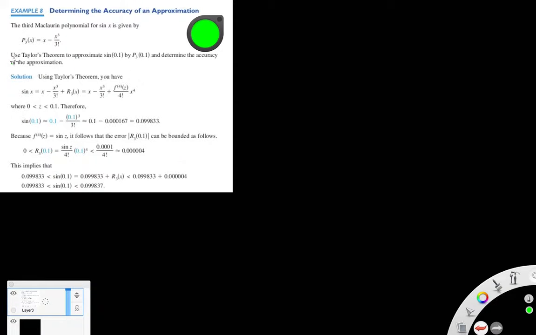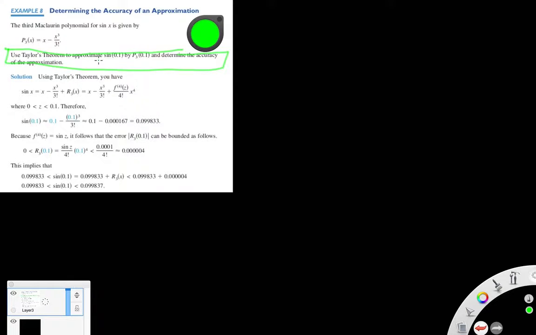First of all, we're going to define the problem, because this whole thing is kind of like them answering the problem. We're going to pretend that this box represents the question. So: use Taylor's theorem to approximate sine of 0.1 by this third degree polynomial and determine the accuracy of the approximation. They do give you the polynomial up here, and they tell you it's Maclaurin, but if you were just given this, you'd have to solve it alone. So we're going to solve it alone. We're going to pretend that this is the problem.